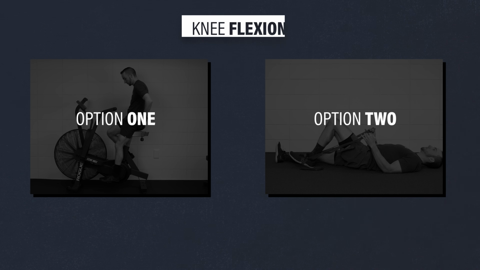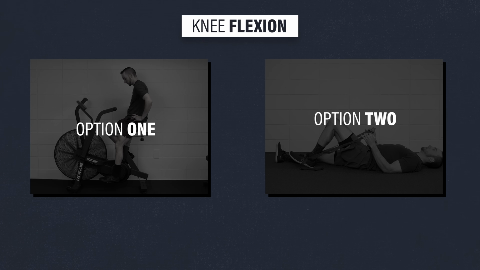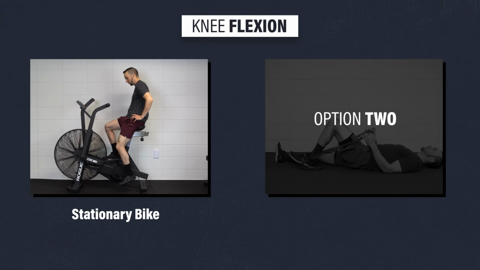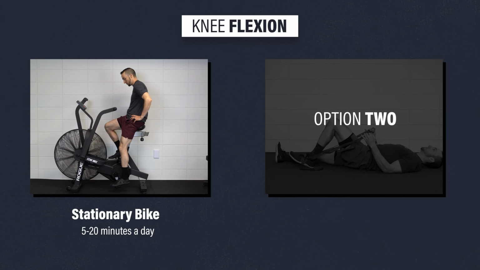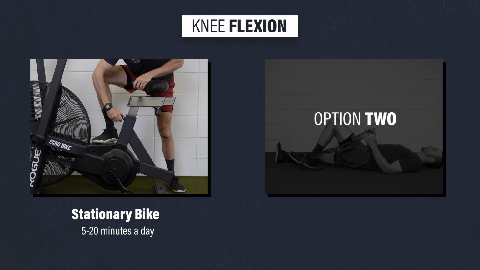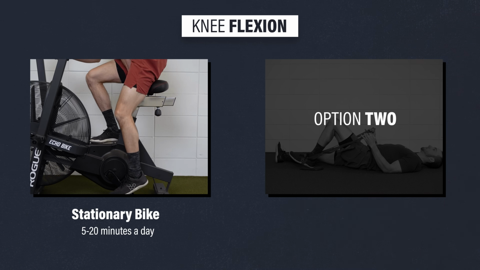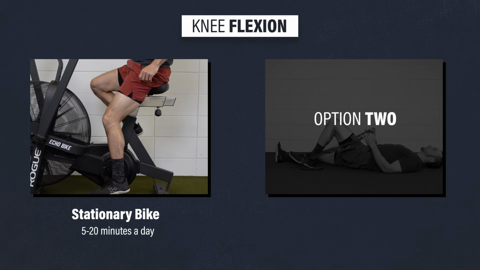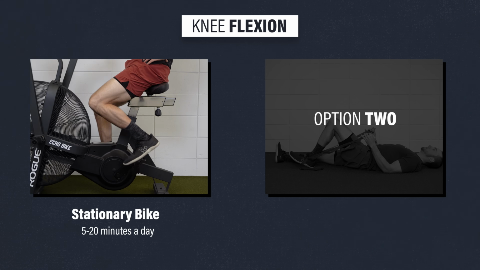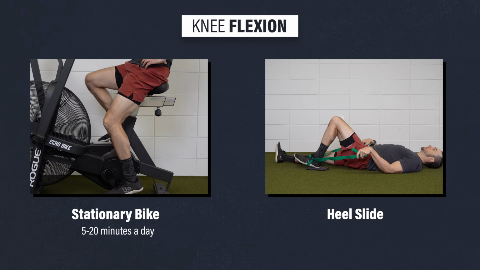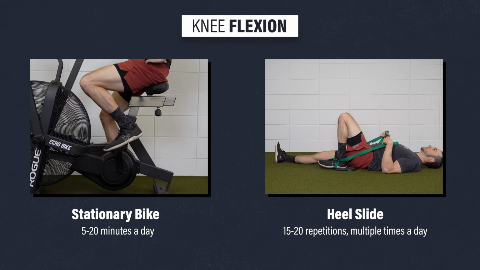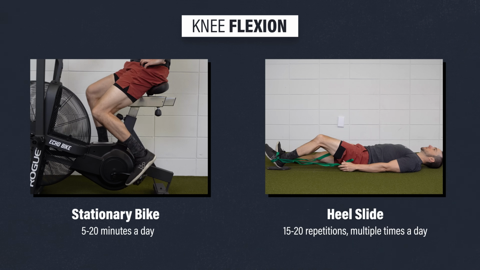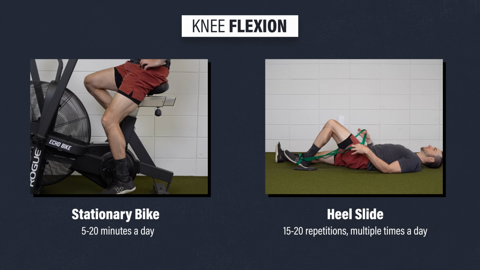For knee flexion, here are 2 options. First, you can ride a stationary bike. Start with the seat at a higher level and begin with half revolutions. As your range of motion improves, you can expose the knee to more flexion by lowering the seat and completing full revolutions. Another option is a heel slide using a towel or strap. Perform for 15 to 20 repetitions multiple times a day, only bending your knee as far as comfortable.